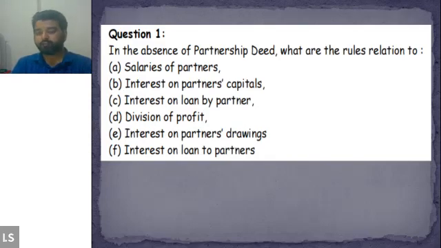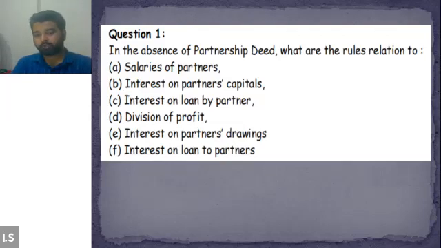Tell me, if the firm is giving a loan to a partner, let's suppose all three of us are partners in a business, and the firm is providing a loan of rupees 5 lakh to Evan. If there is no partnership deed regarding the interest that will be charged from Evan against the loan of 5 lakh, tell me whether the firm will be entitled to claim the interest or not.